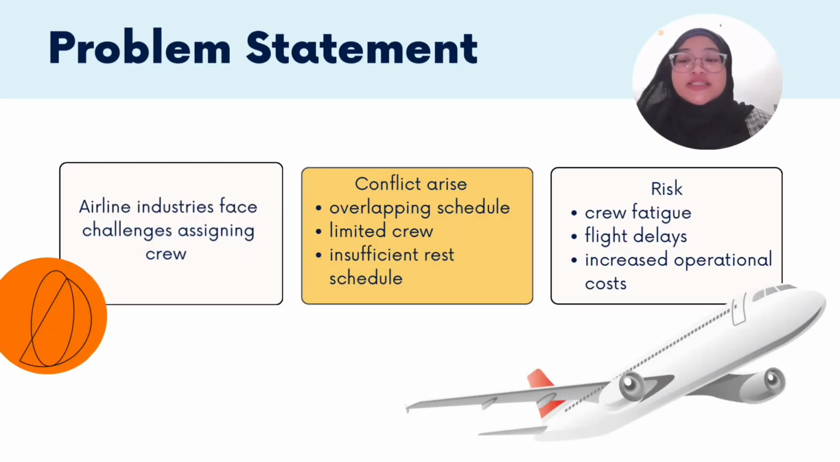Airlines face challenges in assigning crew to multiple flights with overlapping schedules, limited crew, and insufficient rest schedule. According to FAA 2018, this leads to issues like crew fatigue, flight delays, and increased operational costs.